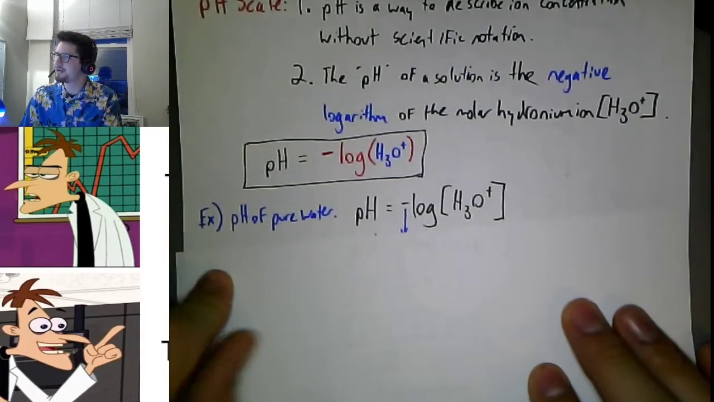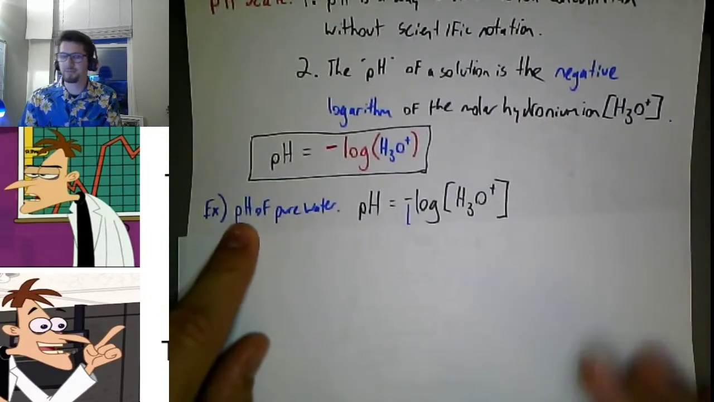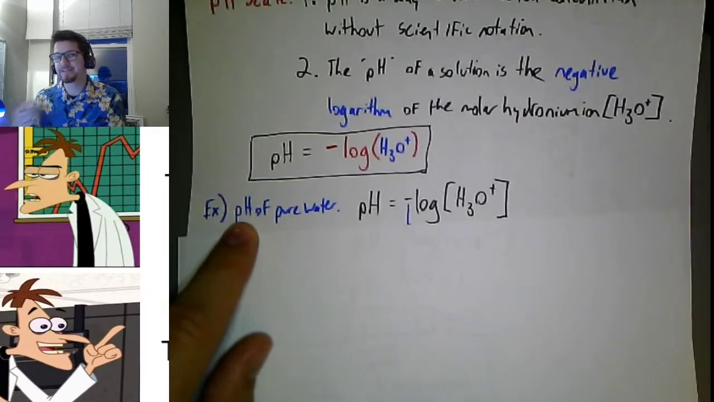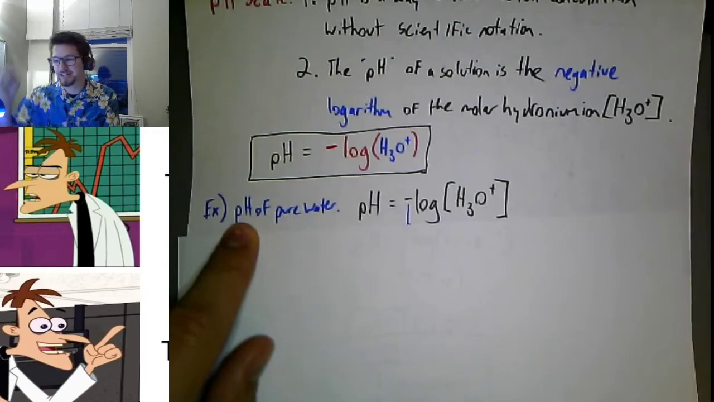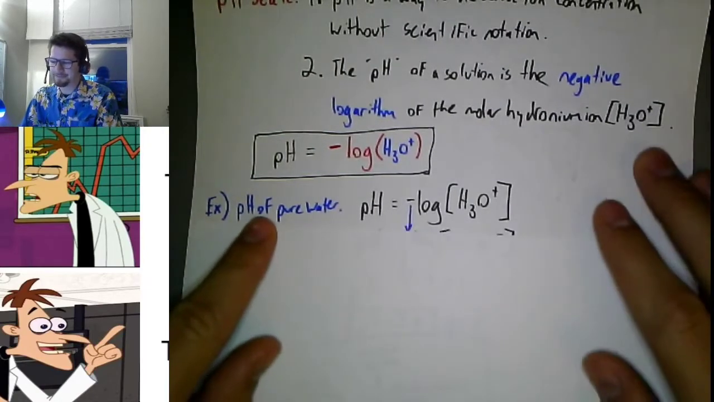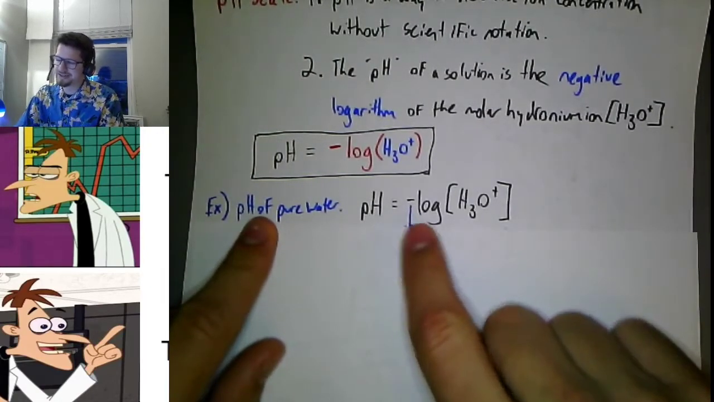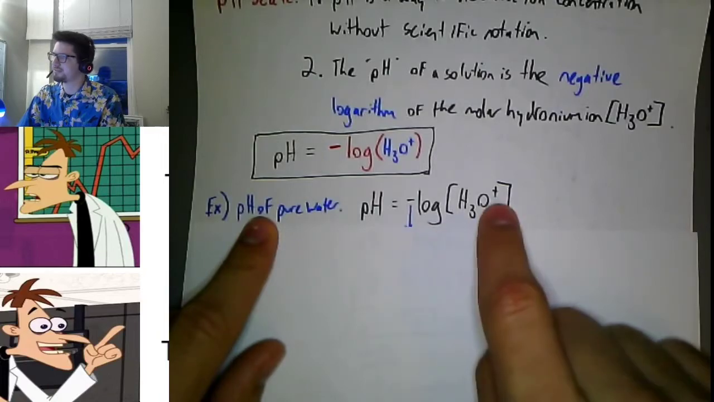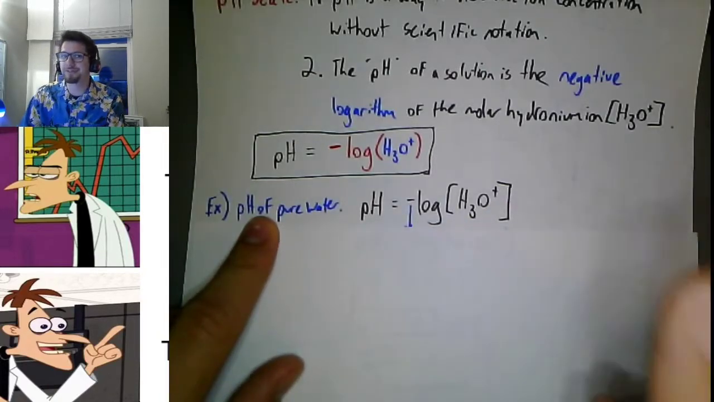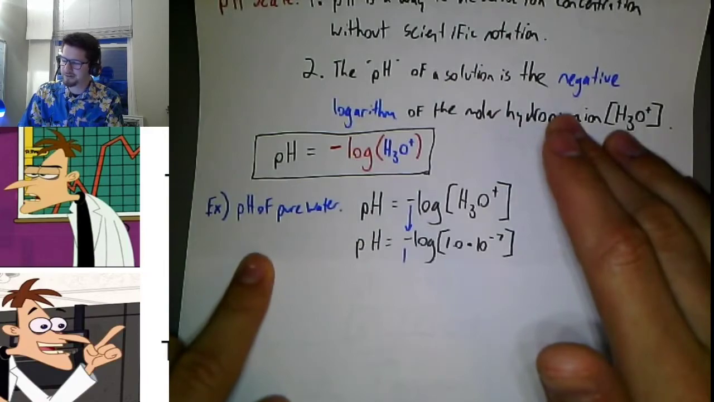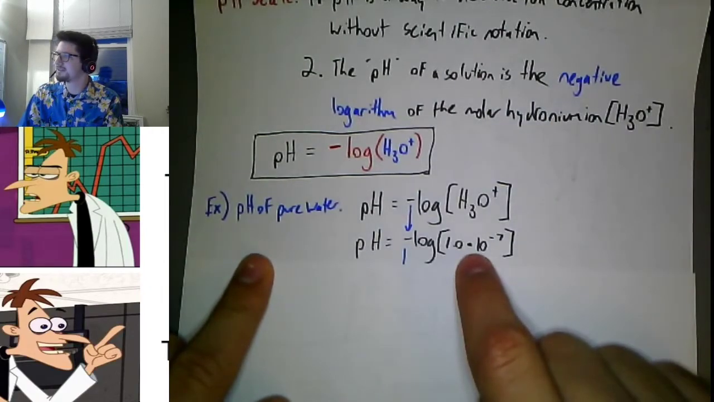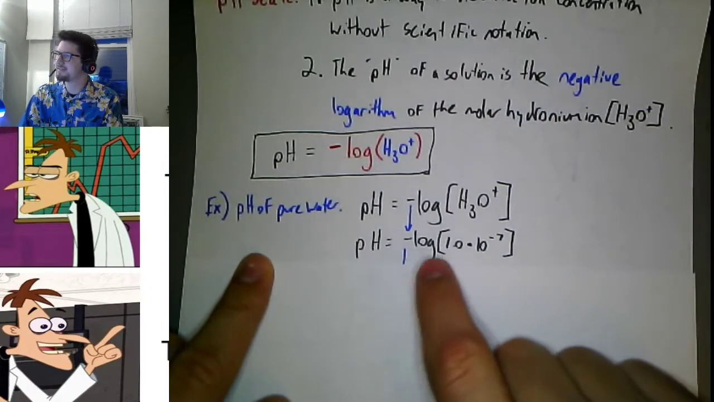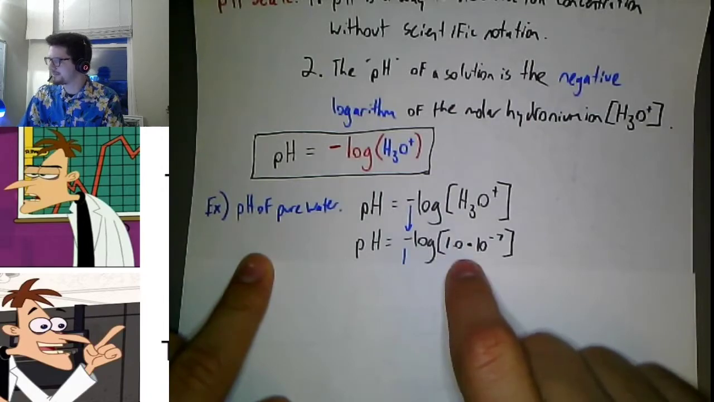So the pH of pure water, okay? We said that it's 1.0 times 10 to the negative 7 for the hydronium and the hydroxide. So let's test that. So the pH equals negative logarithm of H3O plus. I know that I have 1.0 times 10 to the negative 7, so I'm going to plug that in for H3O plus. pH equals negative logarithm of 1.0 times 10 to the negative 7.